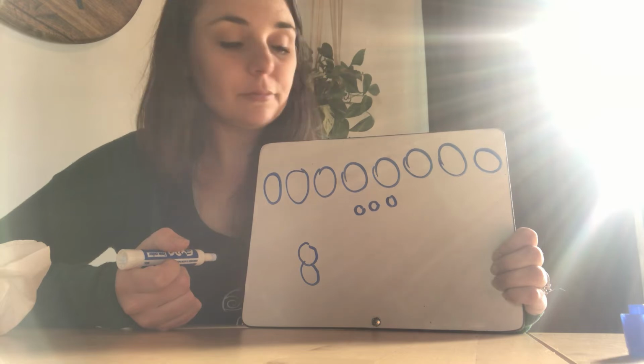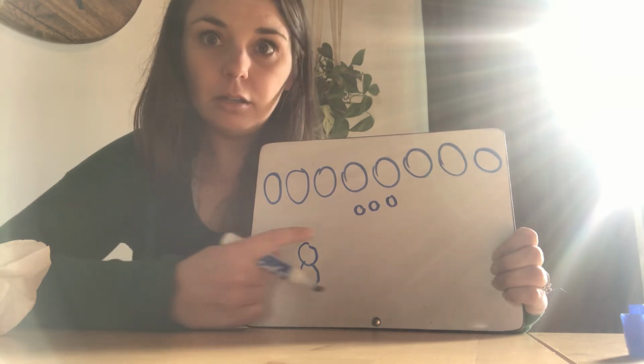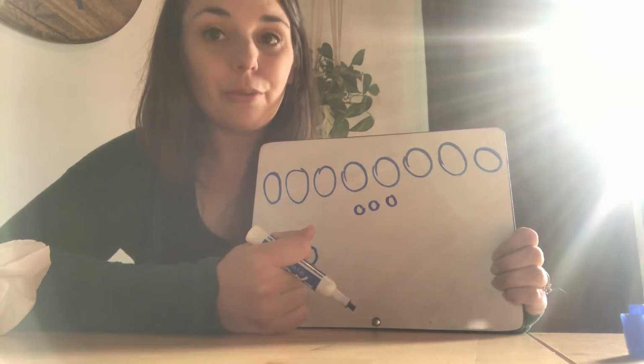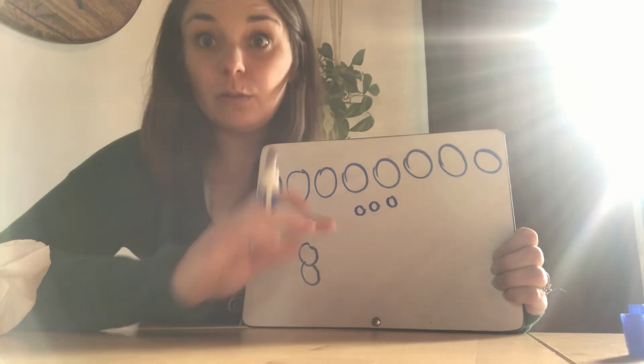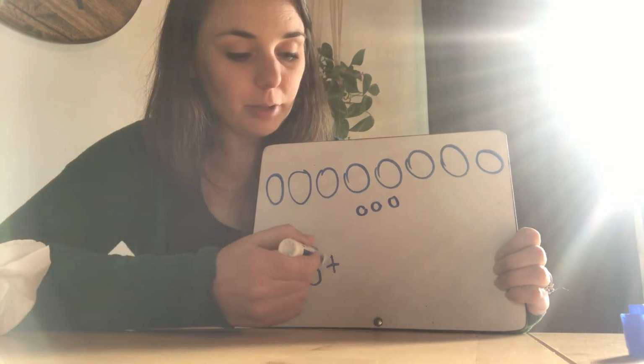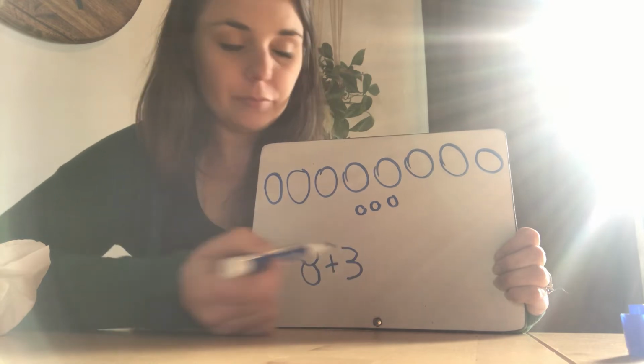8 tigers. But then, what did we see? We saw 3 babies. And we aren't taking away the 3 babies, so they added on. So 8 plus 3 equals.